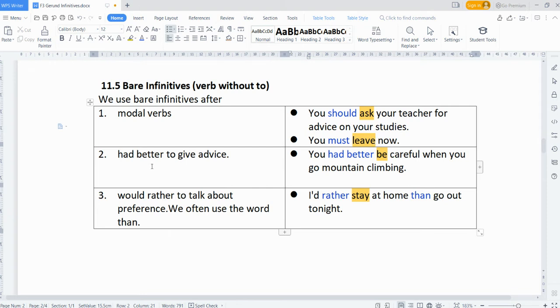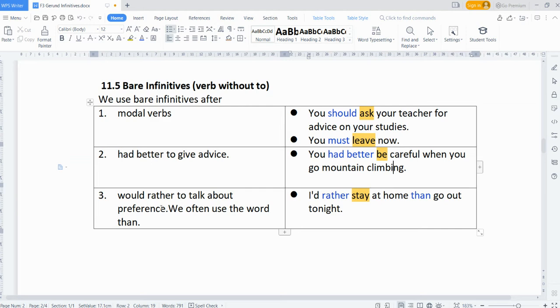Next, number two. We use bare infinitives after had better when you want to give advice. Kalau nak bagi nasihat. You had better be careful. You don't say you had better to be careful. You had better be careful. This verb is without to. When you go mountain climbing.